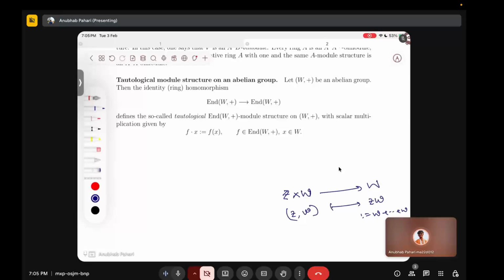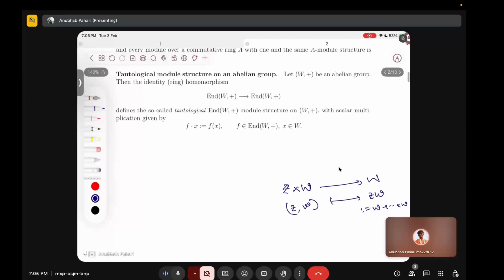And also what it says here is that the identity ring homomorphism defines the so-called End(W) module structure on W plus. That is another thing: there are two kinds of tautological module structure. One is here, and the other is End(W plus) acting on W, that is, f·x should go to f(x). This is clear, right?